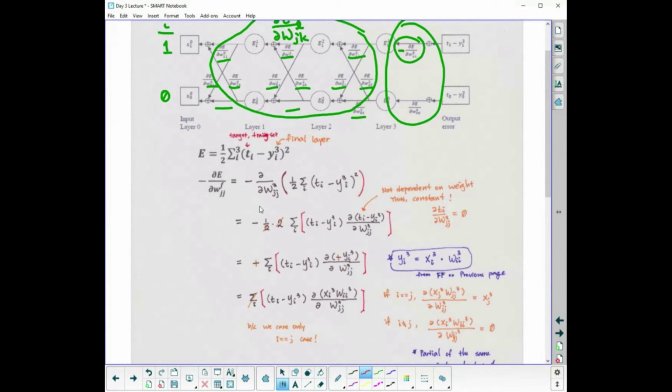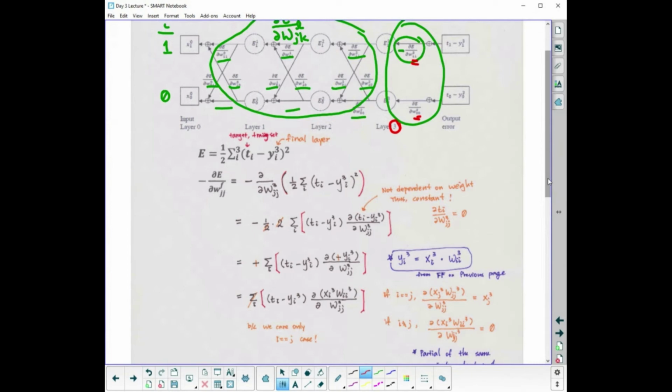So let's calculate this one. We are going to do the negative gradient, so negative partial with respect to the final weight. In this case, weight, input, and output are the same: 0, 0 or 1, 1. So input and output are the same, J J, layer 3, because the final layer is 3.